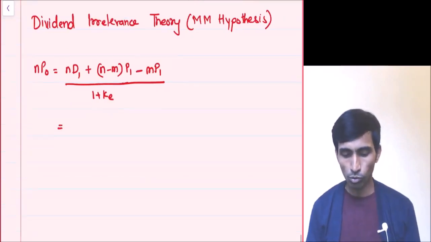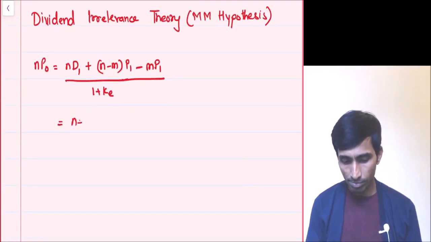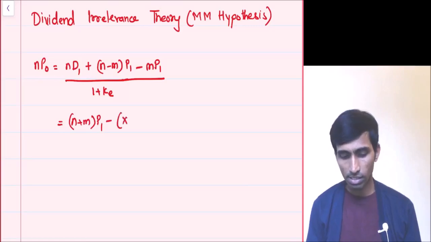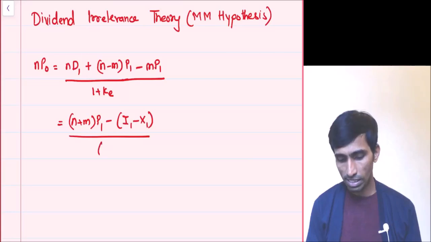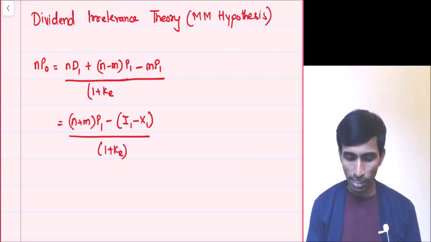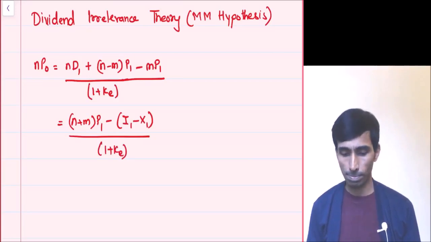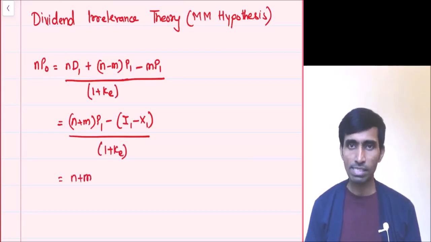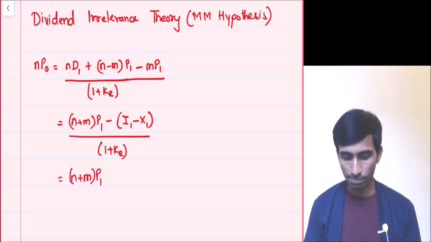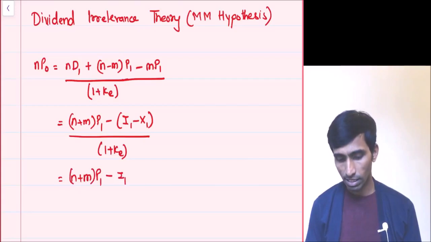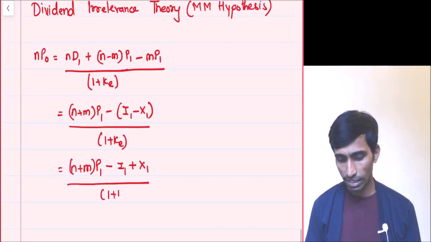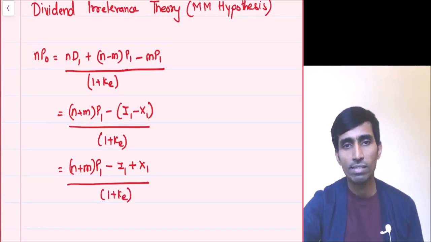Is equal to one more formula: N plus M into P1 minus I1 minus X1, the whole divided by 1 plus KE. Put the bracket also here. N plus M into P1 minus, I am opening up the bracket, I1 plus X1, the whole divided by 1 plus KE. Okay, let us understand.